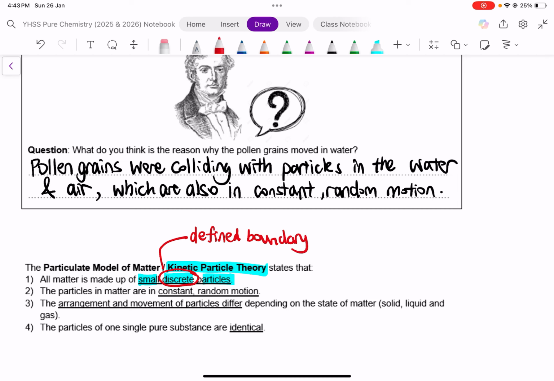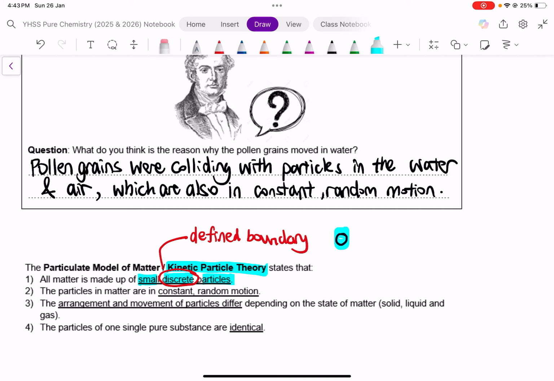We are used to drawing particles as circles, but this of course is a representation. Not all particles in matter will actually be a circular shape. We are just using circles to visualize and represent them in a simpler manner. But the idea here is the boundary of each particle is defined. Okay? So the particles are not just fuzzy, they have defined boundaries, and that's why we call them discrete particles.